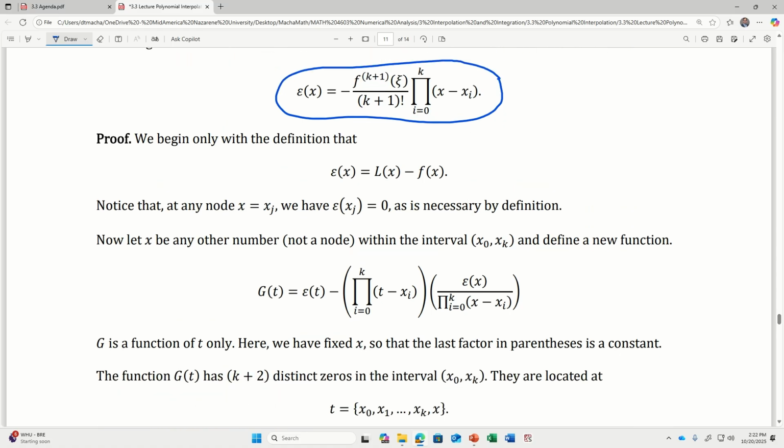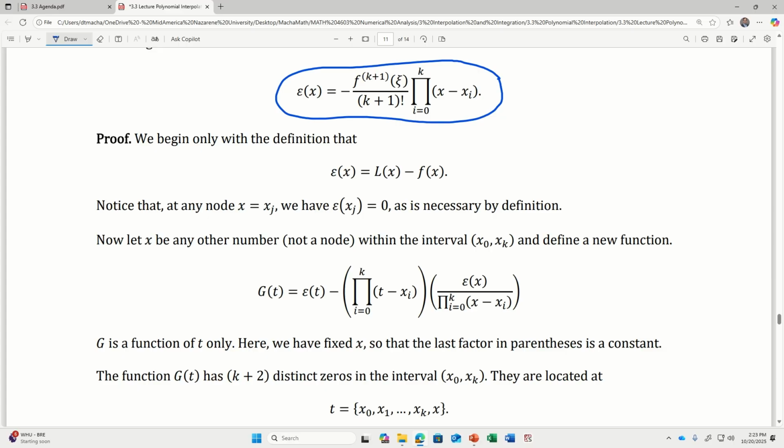We say at any node where x is equal to xj, then one of these factors in the product is going to be xj minus xj. It's going to be 0 for one of the factors. So the error is 0 when you get to one of the nodes. And that has to be true if my polynomial is passing through each one of the nodes, or passing through each one of the points. Then that has to be true.